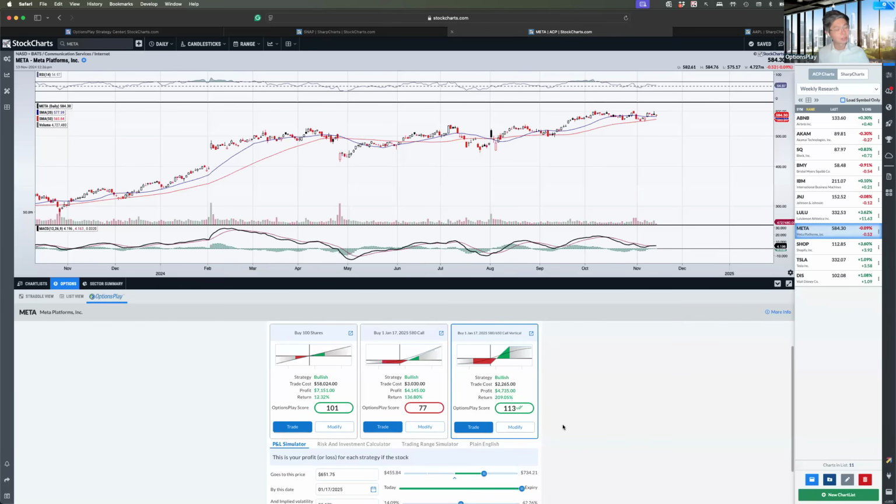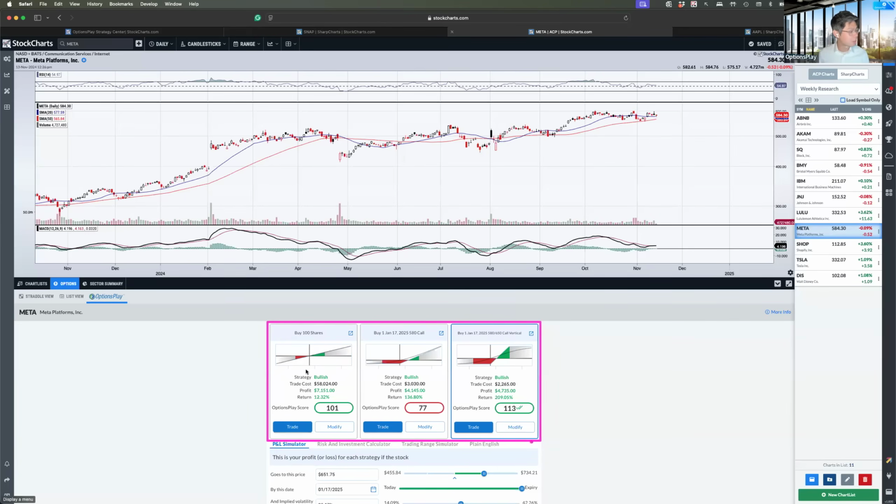For example, if I'm looking at Meta and I have a bullish outlook, I can instantly structure 3 strategies on Meta: buying 100 shares of the stock, buying a call option, or buying a vertical spread. And this not only presents 3 strategies for you, but it also optimizes the strike prices initially without having to do any initial work.